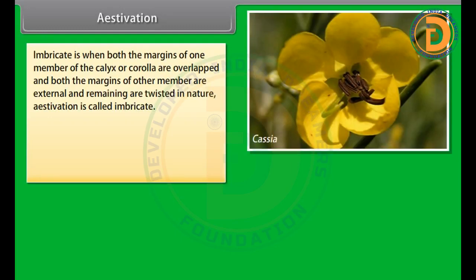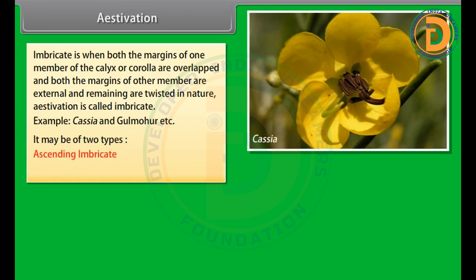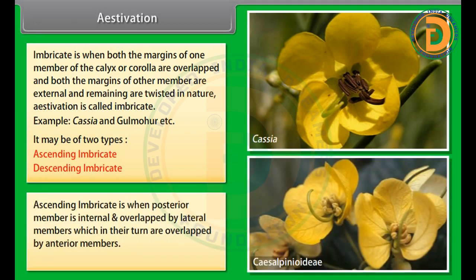Imbricate is when both the margins of one member of calyx or corolla are overlapped and both the margins of another member are external and the remaining are twisted in nature. Estivation is called imbricate. Example, Cassia, Gulmohar, etc. It may be of 2 types: ascending imbricate, descending imbricate. Ascending imbricate is when the posterior member is internal and overlapped by lateral members, which in their turn are overlapped by anterior members. Example, Sisal pinioide.